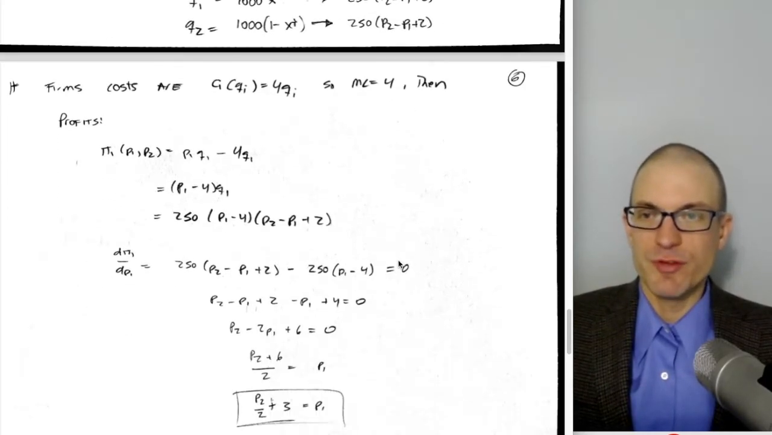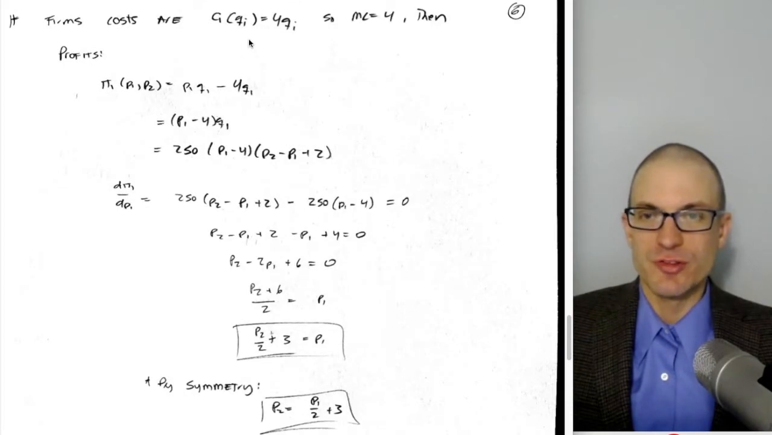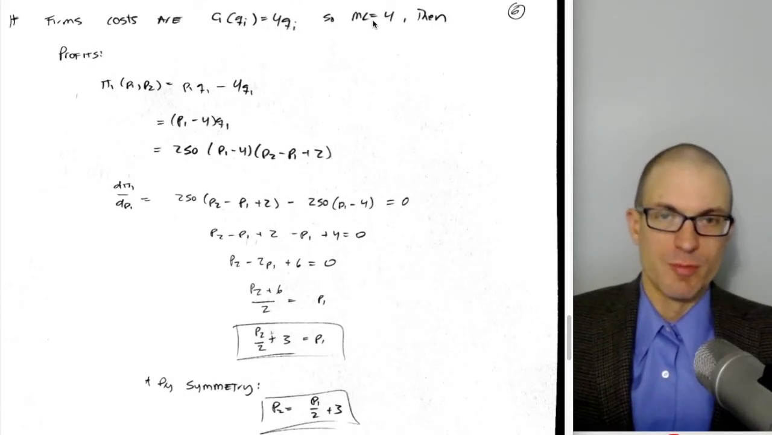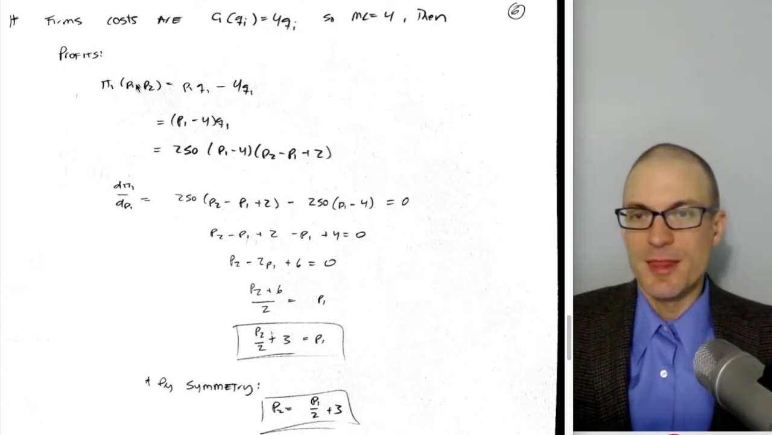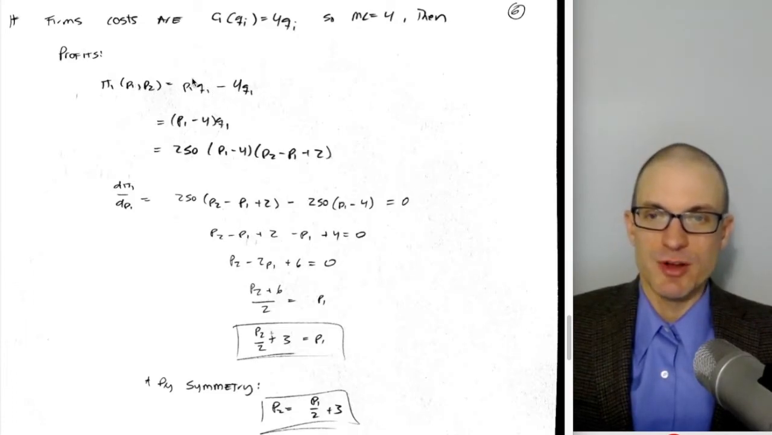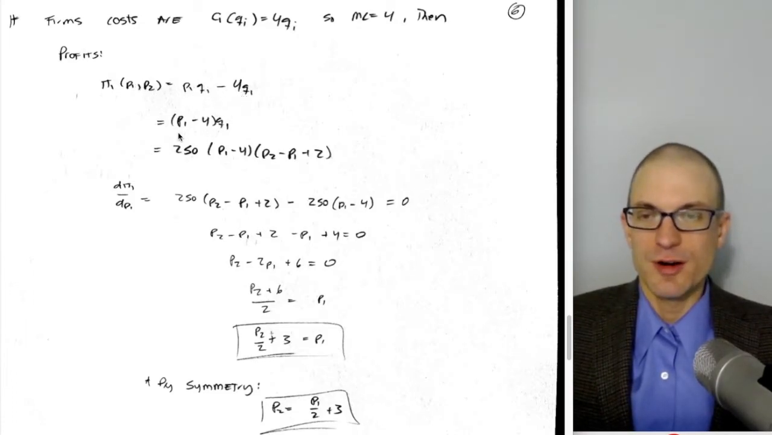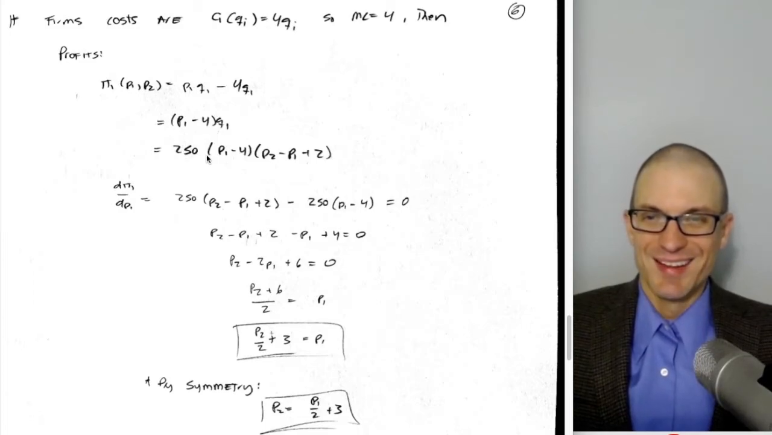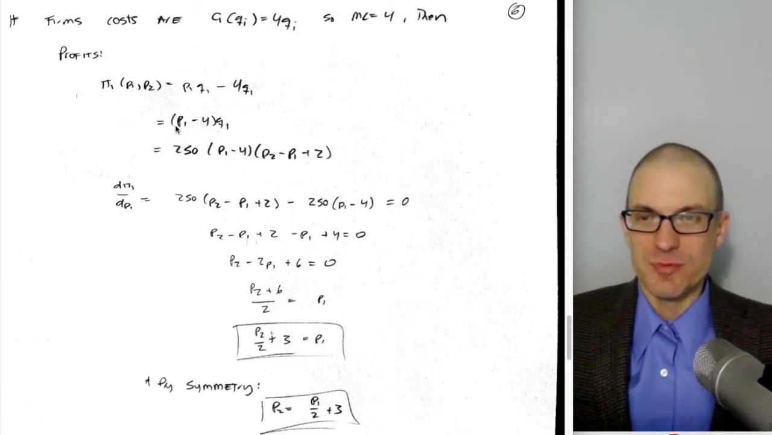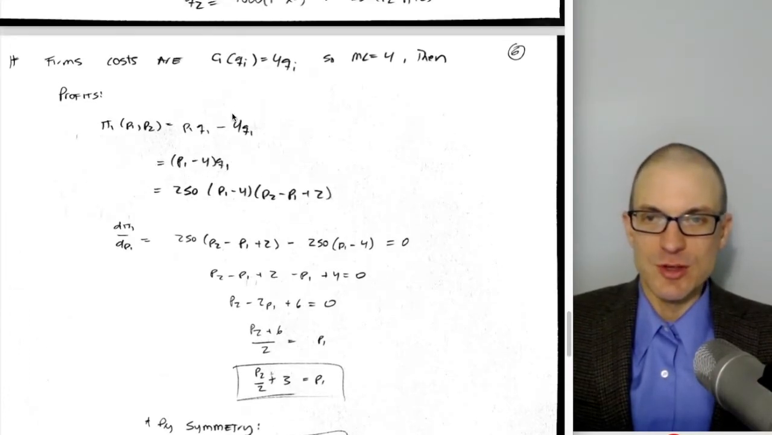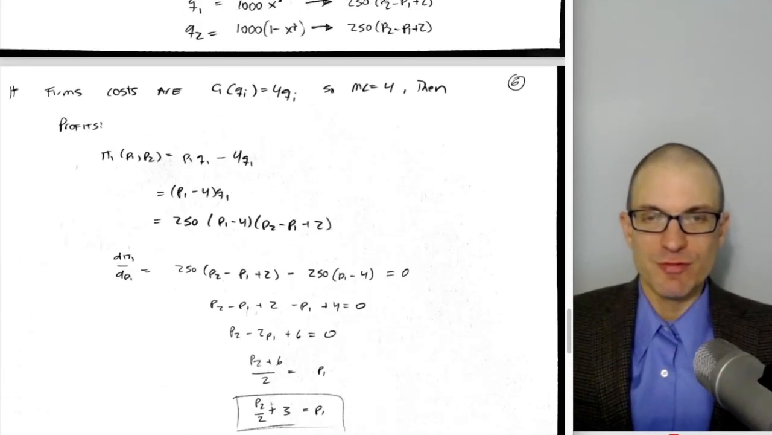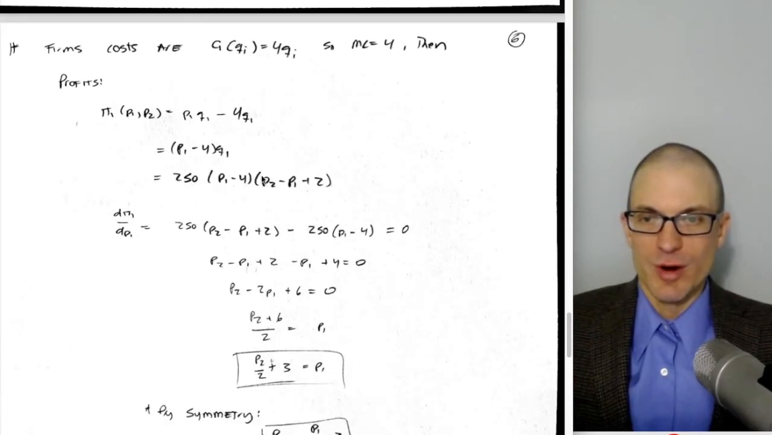All right, so if the firm's costs are, for instance, 4Q1, and so the marginal cost is 4, then the profits can be calculated by just revenue minus the cost here. We have the markup as being the price of firm 1 minus 4. The quantity we had from up here, so this is 250 times this stuff. All right, so this gives us an expression for firm 1's profit.